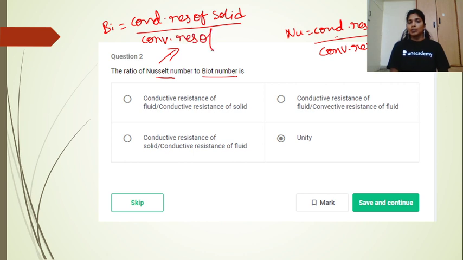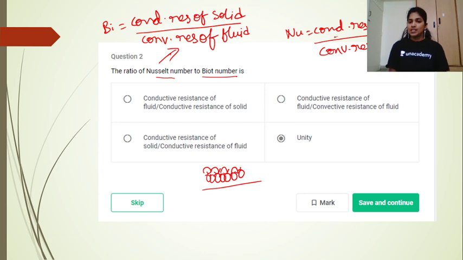Okay. So Biot number is the ratio of conductive resistance and convective resistance only, but the difference between Biot number and Nusselt number is that Nusselt number is the ratio of conductive resistance of fluid, meaning when the fluid is at rest position. So when the fluid is at rest position, there will be no movement of molecules, right? Meaning convection will be zero. But in conduction, what happens? There will be no appreciable movement of molecules, but still heat transfer will take place to the adjacent molecules, right?